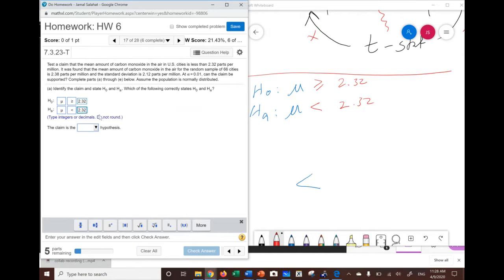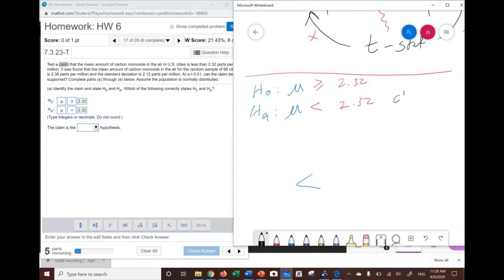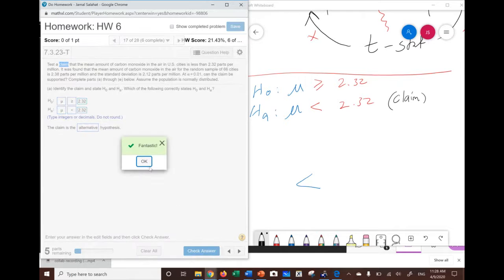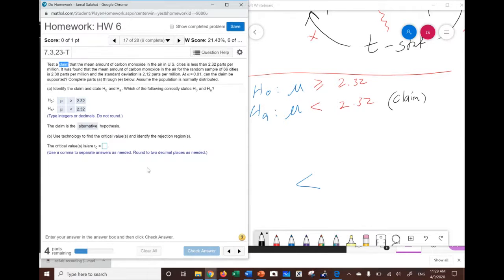Oops, where is the 2 here? Okay. Now, which one is the claim? Let's look again. The claim is that the mean is less. So less is this, so the claim is the second. This is our claim. The claim is HA, which is the alternative hypothesis. The next step will be to use technology to find the critical values.